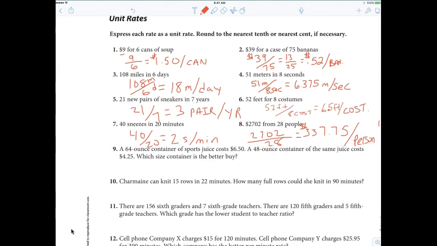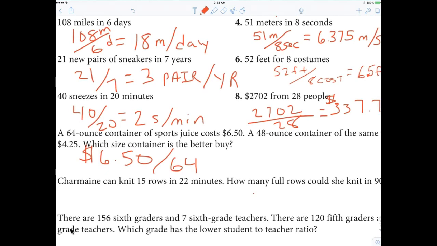It says a 64-ounce container of sports juice costs $6.50, and a 48-ounce container of the same juice costs $4.25. Which size container is the best buy? So again, you always want to divide money because you want to know how much per ounce. So you would say $6.50 divided by 64, and then you would compare that to $4.25 divided by 48.